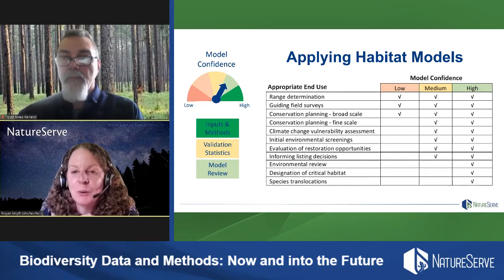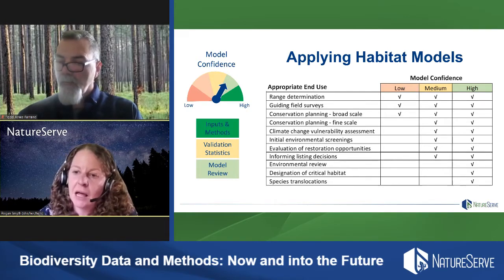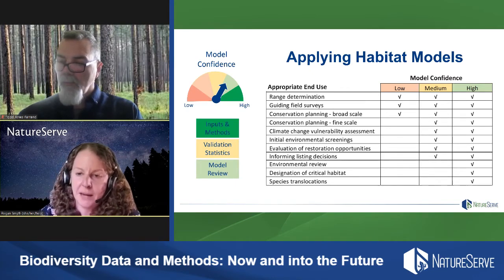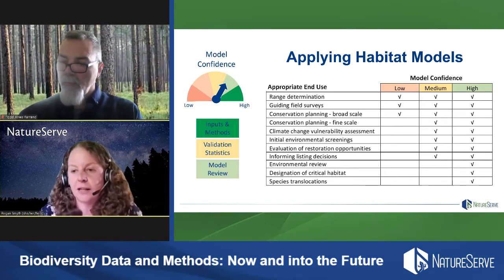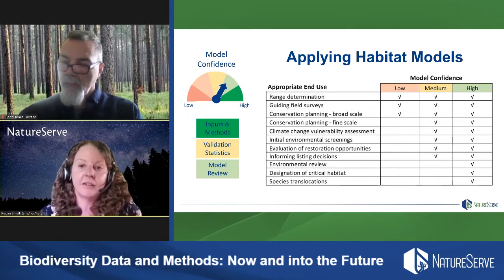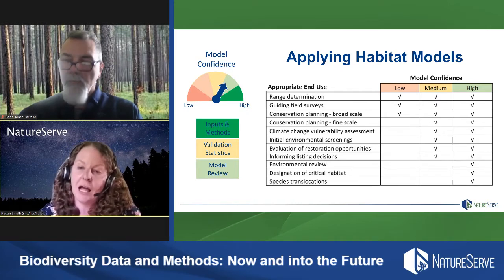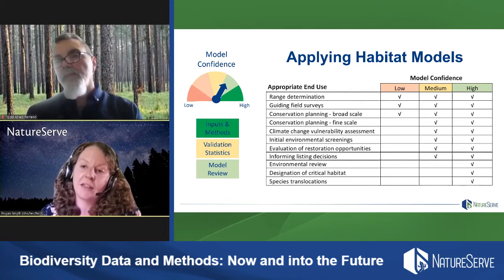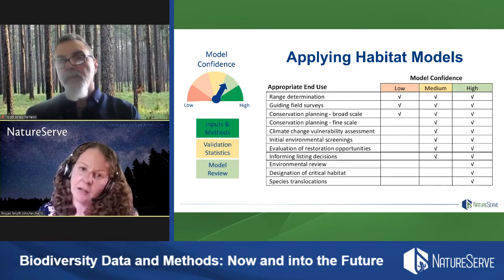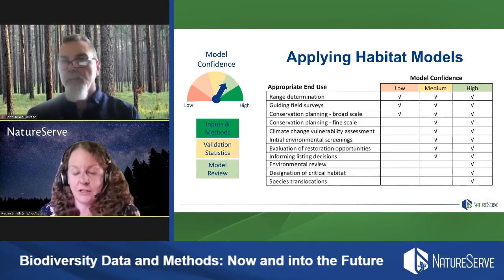But I do want to acknowledge that as we move towards these new spatial data products, particularly habitat models, there's a lot of work to do in thinking about how we communicate them and help the people who use our data know how to apply them in ways that make sense. Habitat models at their essence are just hypotheses of habitat. Some are better than others. They can be iterated and improved over time. So we're doing a lot of thinking about how do you communicate model confidence? What are appropriate end uses?